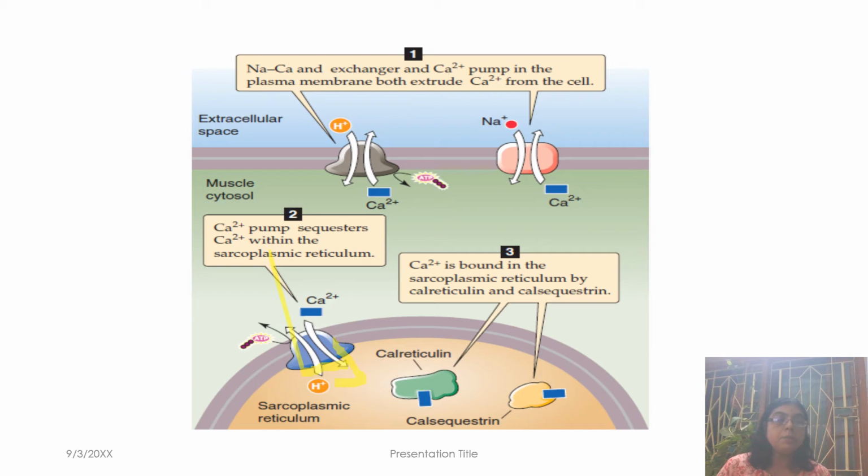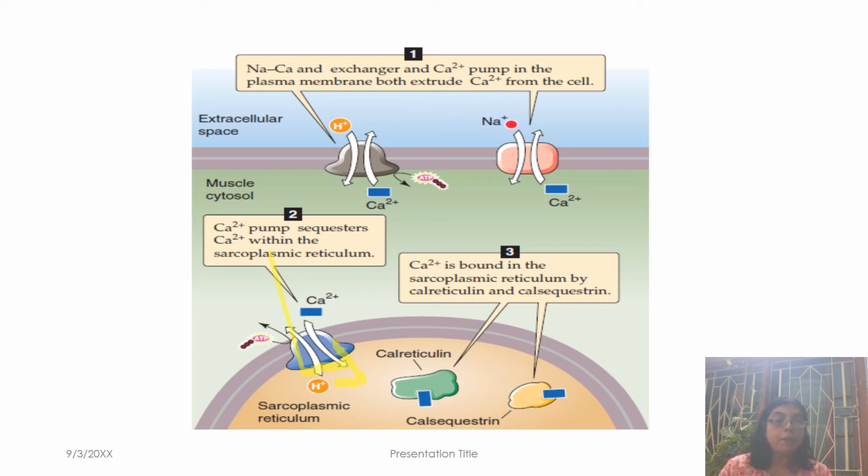This reuptake is mediated by a SERCA protein. What is the full form of this SERCA protein? Sarcoplasmic and endoplasmic reticulum calcium ATPase type calcium pump. That is the SERCA protein. With the help of this SERCA protein, the calcium will enter within the sarcoplasmic reticulum. Now it is obvious that if the calcium concentration inside this terminal cistern is very high, that will prevent the further entry of calcium. That is prevented by some buffering agents already present within this terminal cistern.